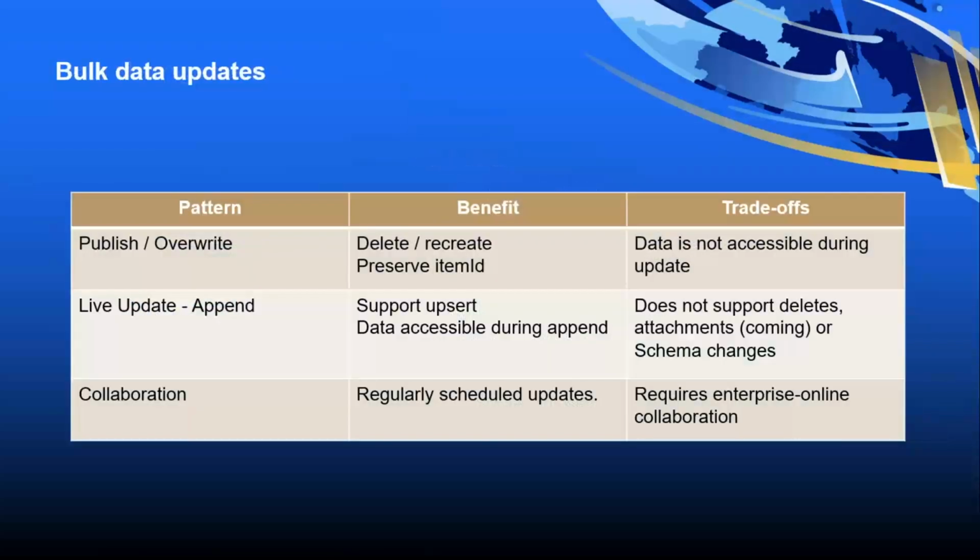So let's do all these bulk updates a little bit more. For those of you that have published from desktop, I'm sure you're familiar with the publish and overwrite workflow. It's one of the popular strategies for doing bulk updates, but for all these, there are some benefits and some trade-offs. For overwrite, the layer is deleted and recreated with the same item ID as well as the same URL. But the data is not available during the downtime.